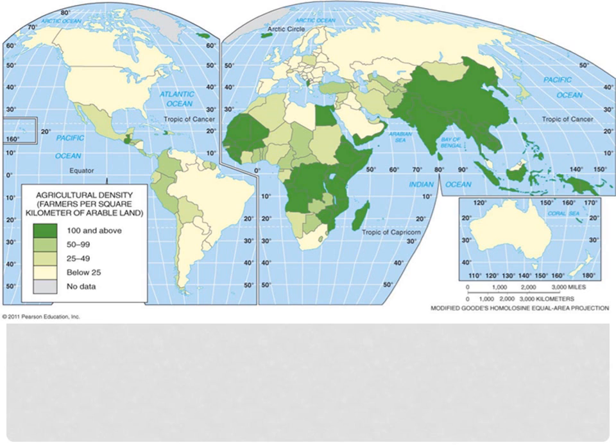ranching, it doesn't require as much work. You don't need as many farmers in order to get the maximum output. So those two things have an impact on agricultural density. So please make that note.